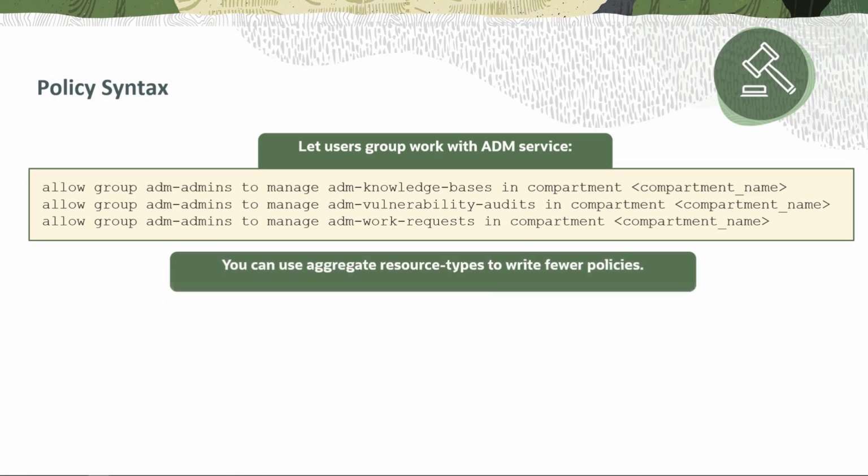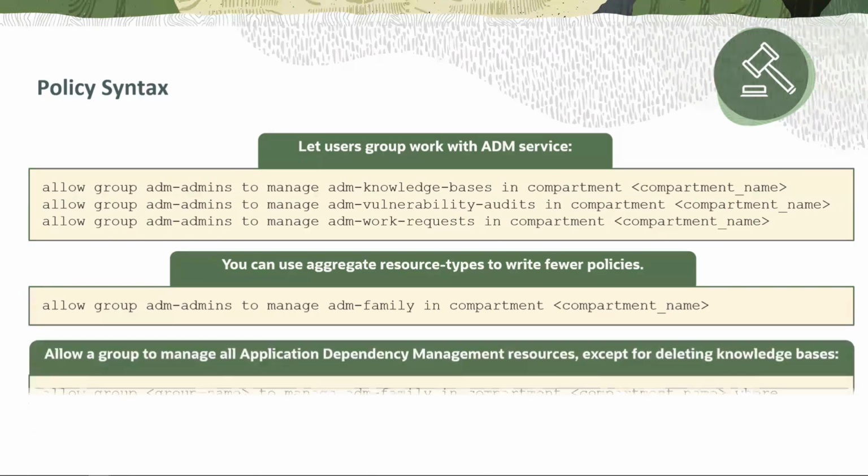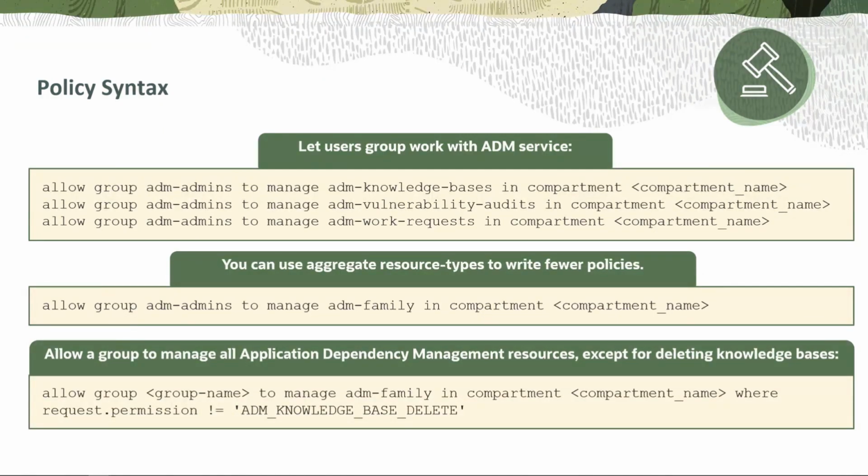You can also choose to use the aggregate resource types to write fewer policies. So you can replace the above 3 lines with a single line of managing ADM family in a compartment. You can also assign the IAM policies to a certain user group based on the where clause. This limits the level of access provided to a certain group of users.